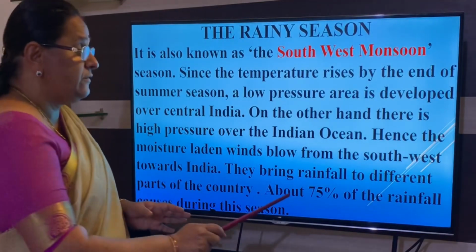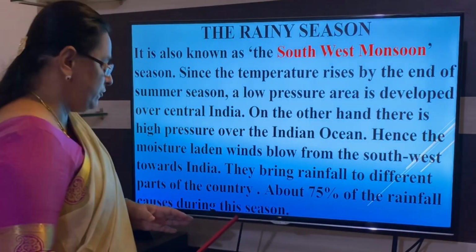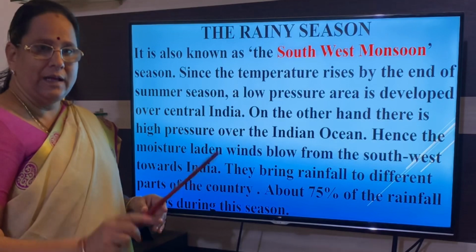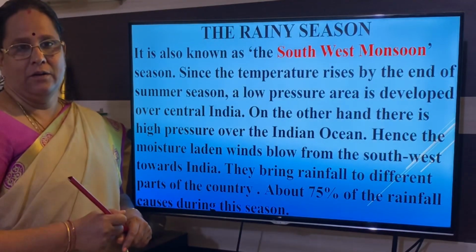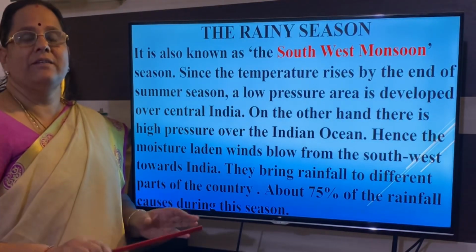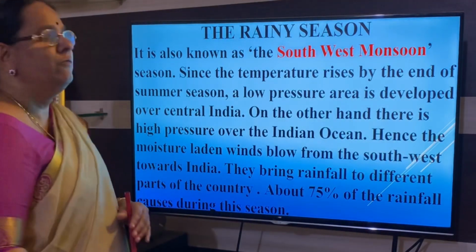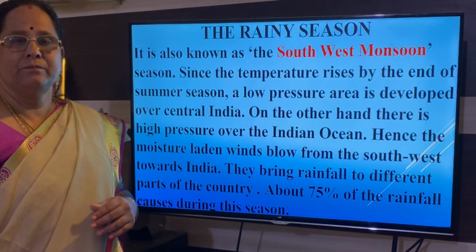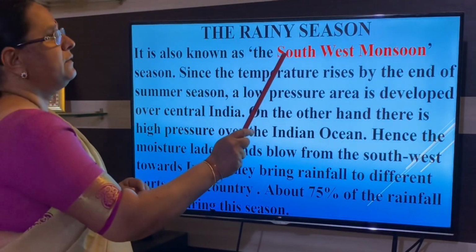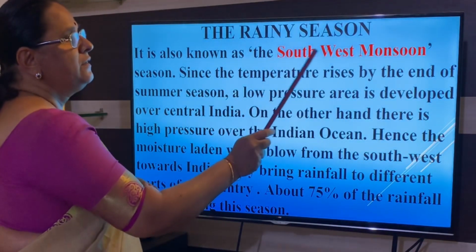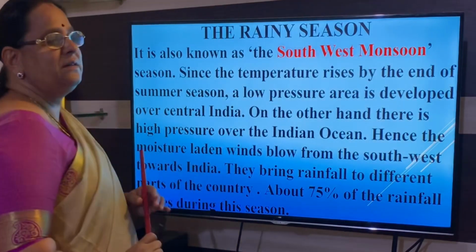Nearly we receive 75% of rainfall during the season. That is what we are getting now. Now you can see everywhere there is a flood. It is only because of these southwest monsoon winds. So remember, the rainy season is also called the southwest monsoon season.